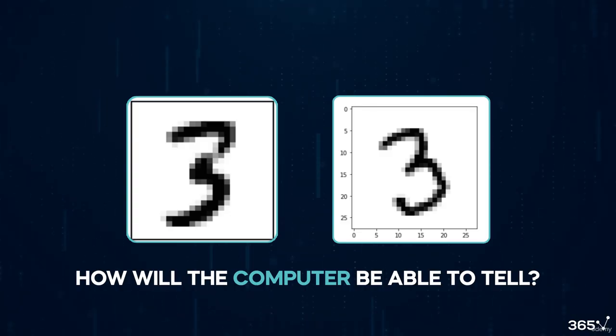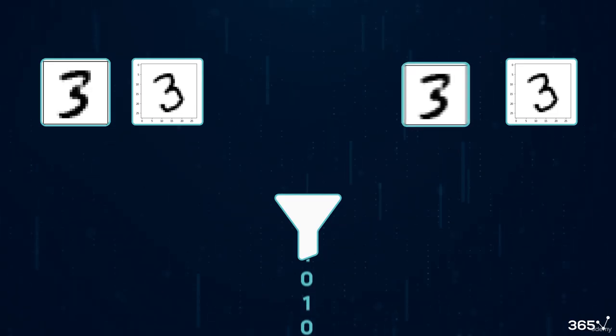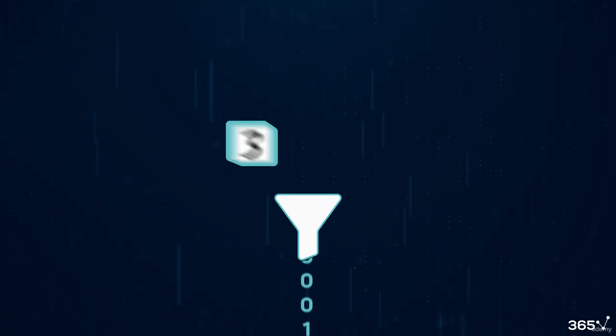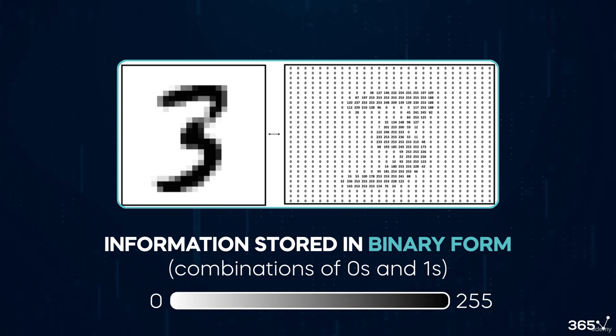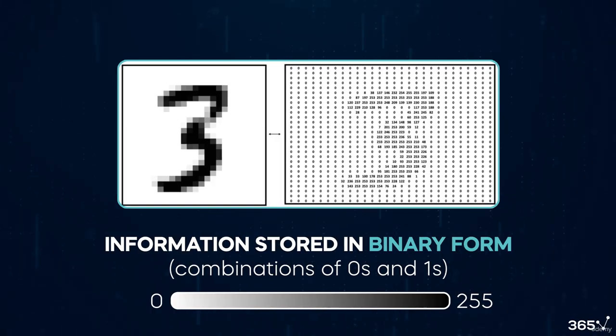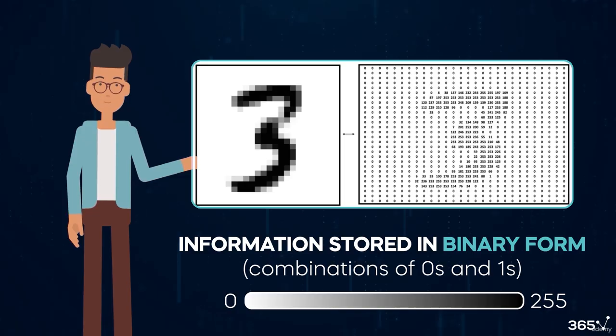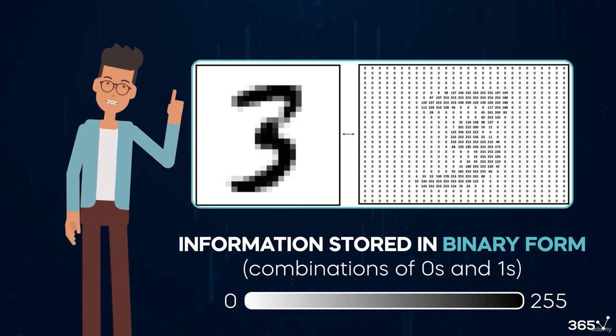It boils down to the fundamentals of computer science and electrical engineering. All information can be broken down into zeros and ones. Here's how this happens. The handwritten number 3 can be represented in the following way. Each pixel in these images has a value between 0 and 255 that describes its shade of gray, where 0 is white and 255 is black.